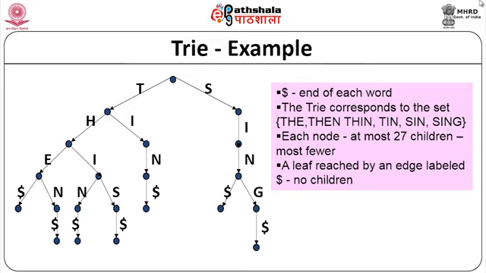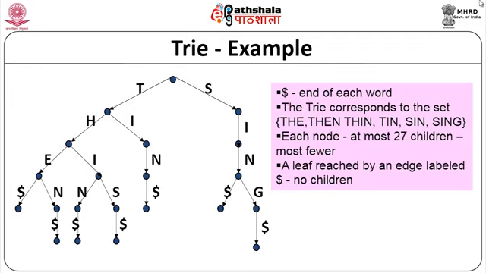Now, if you come to S, up to SIN it is a common prefix. So, SIN, after N there is a dollar indicating that SIN itself is a word, or it is a dollar, or G. So, G says after the G you have a dollar for SING. So, now you understand why dollar also becomes part of the branches needed, and so together you have 26 plus 1, 27 children for each node, and a leaf reached by an edge labeled by dollar has no children. That is obviously what you have seen from the example.